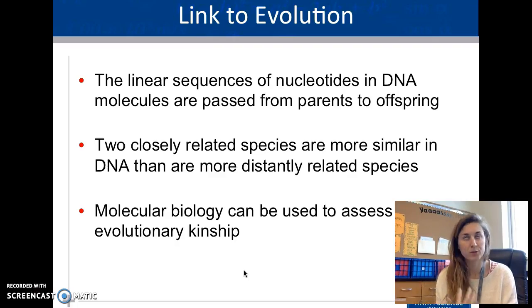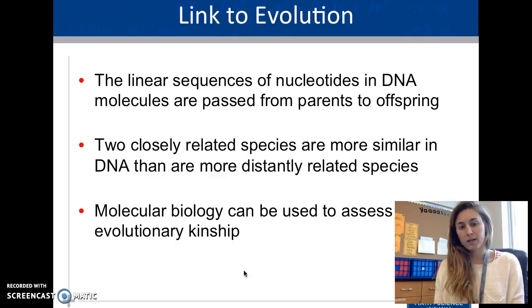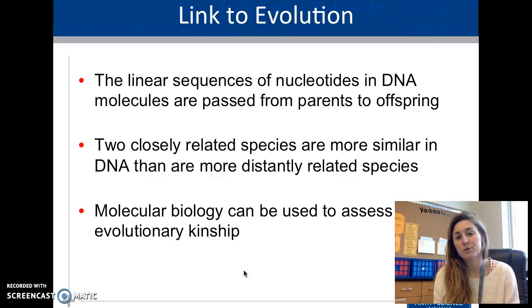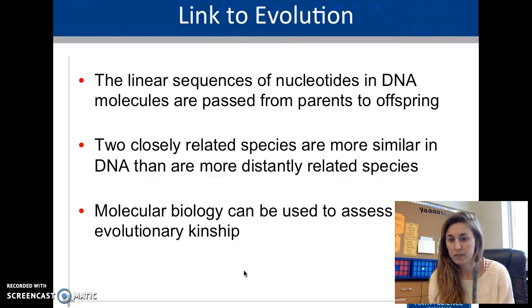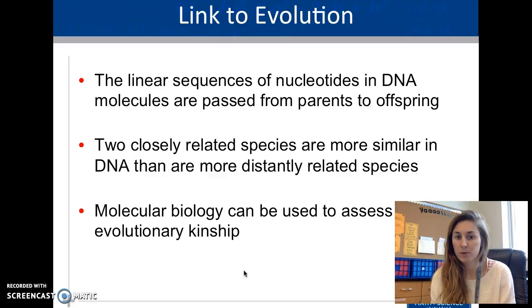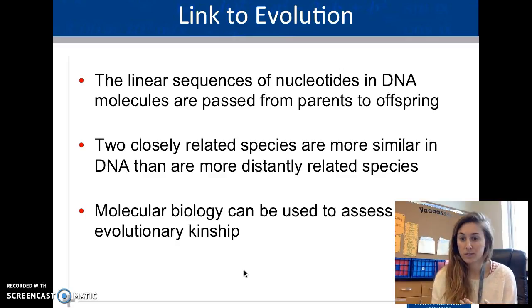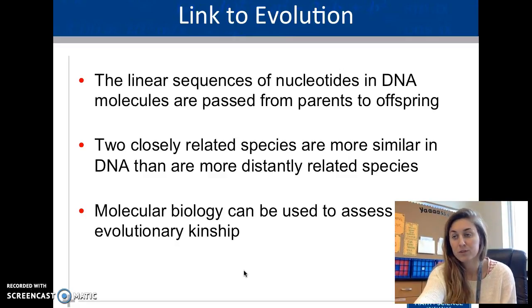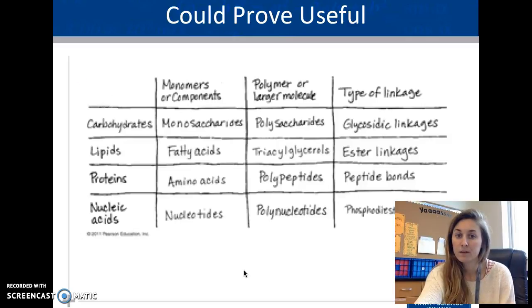How does this relate to our bigger picture science stuff? The linear sequence of nucleotides in DNA is what is passed on. 2 closely related species will have more similar amino acid sequences, and we can look at that to assess how we are related. It also deals with mutations, also deals with genetic variability, right? Gene pool stuff. All the stuff we talked about at the very beginning of the year relates back to this.